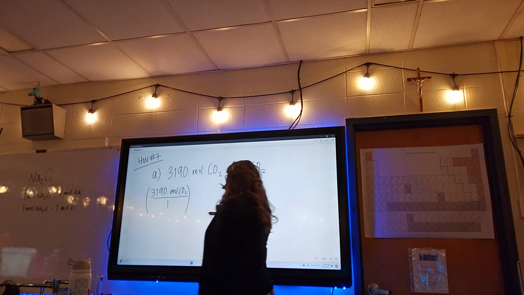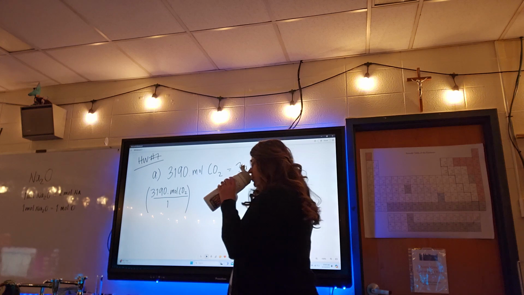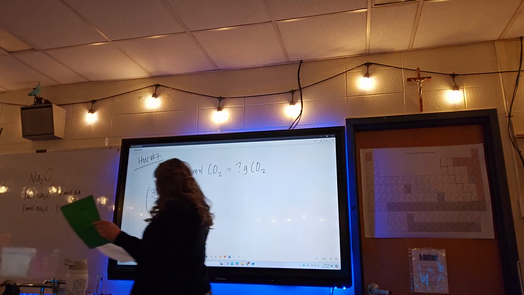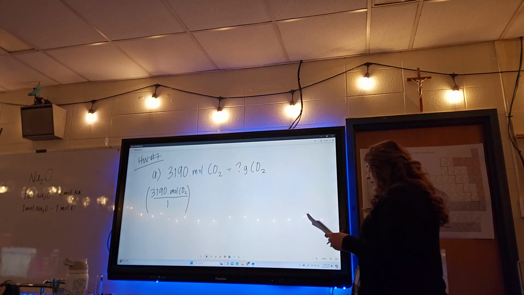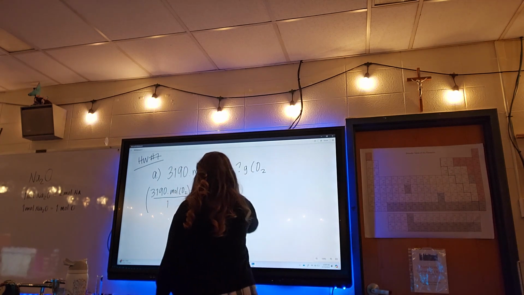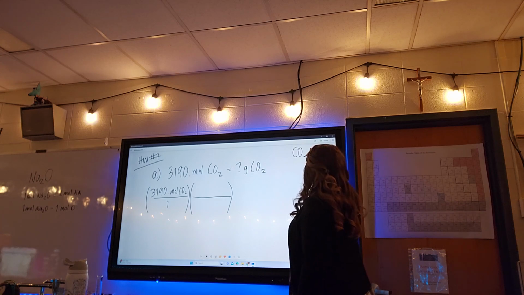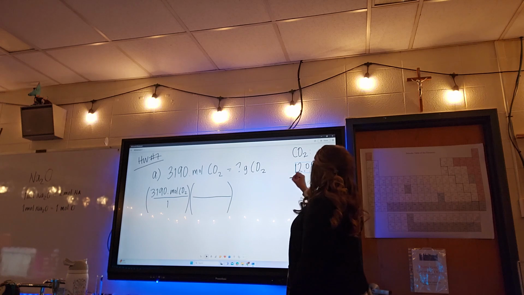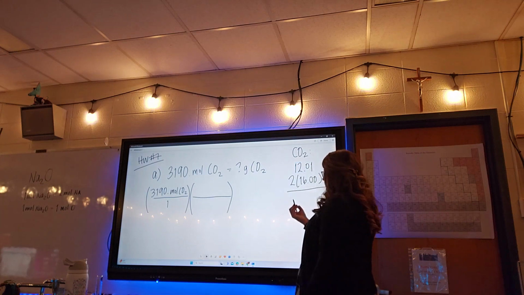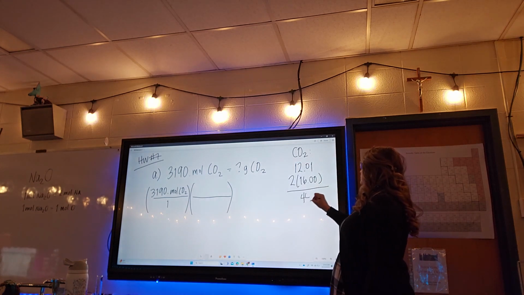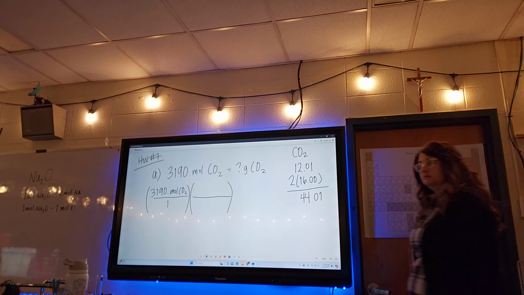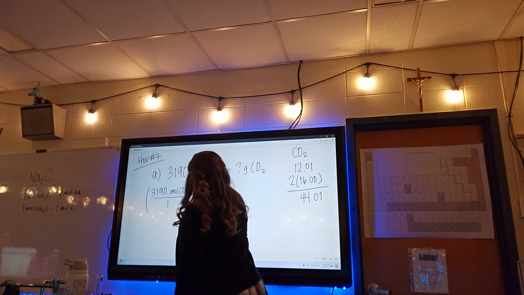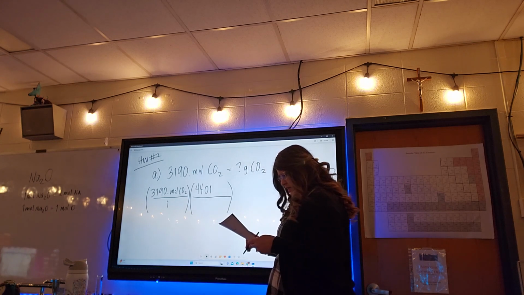Over one. I can use my flow chart to help me. It looks like I'm starting with moles and I want to end with grams. So I'm starting here and I want to end here. My flow chart tells me to multiply by the formula weight, so I need to calculate a formula weight. How would I do that? Carbon is 12.01, and there's only one of it. How many oxygens are there? You have to take into account that there are two oxygens. So 2 times 16 is 32, so 44.01. Does that go on the top of the fraction or on the bottom? It goes on the top.